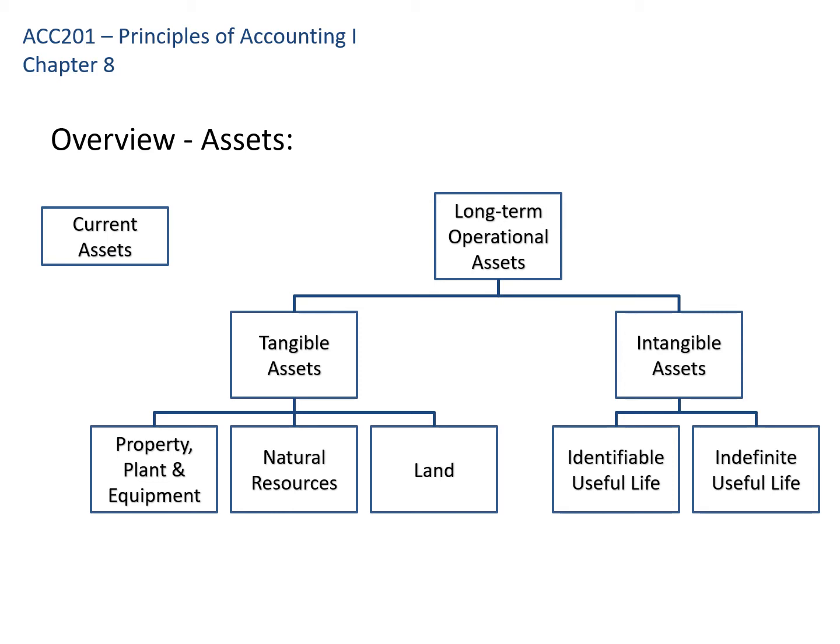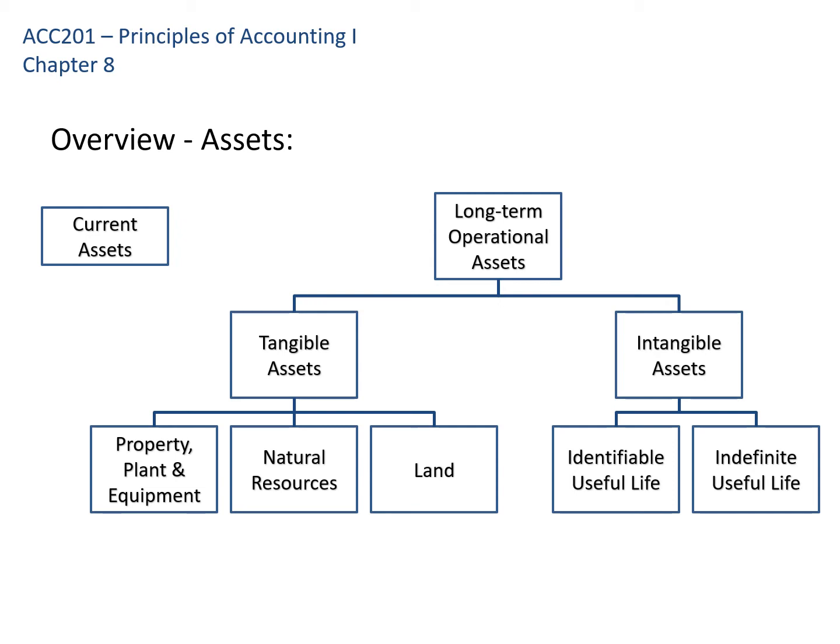We also have natural resources, so we might be a company that's in the timber business, so we own stands of trees. We might be a mining company, so we own resources underground, or a fracking company where we own resources underground like natural gas. And then we'll also have a category called land. The reason we keep land separate is land doesn't wear out, so we don't depreciate land. So we consider that kind of a separate type of tangible asset. I'll talk about depreciation more in a minute.